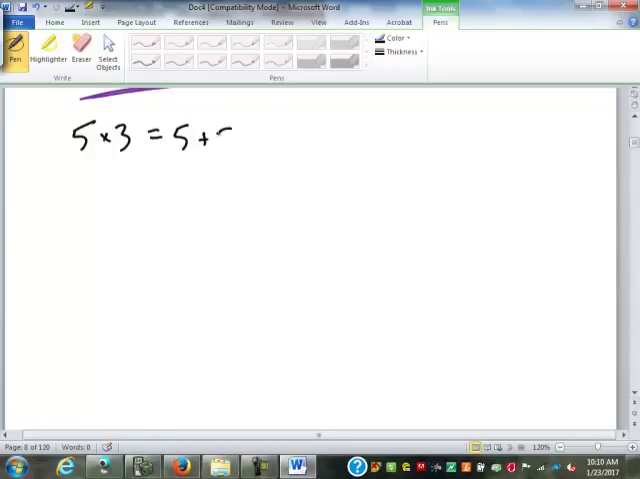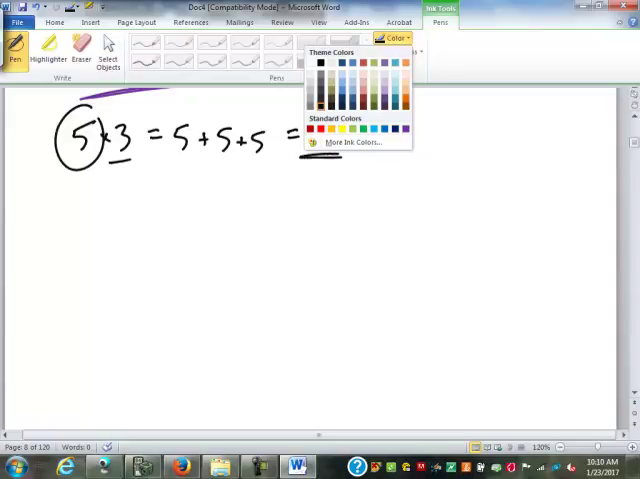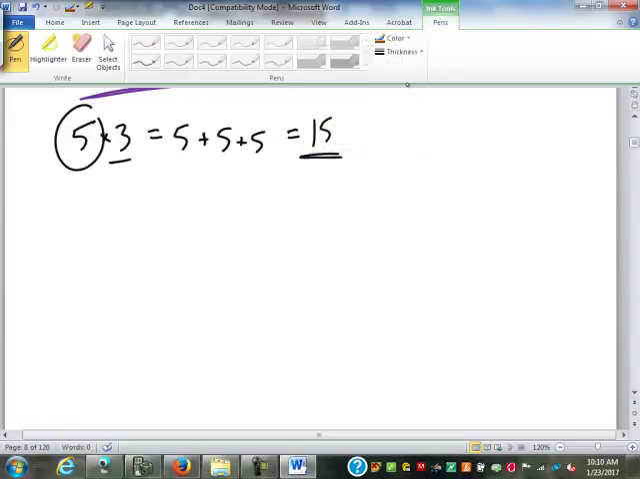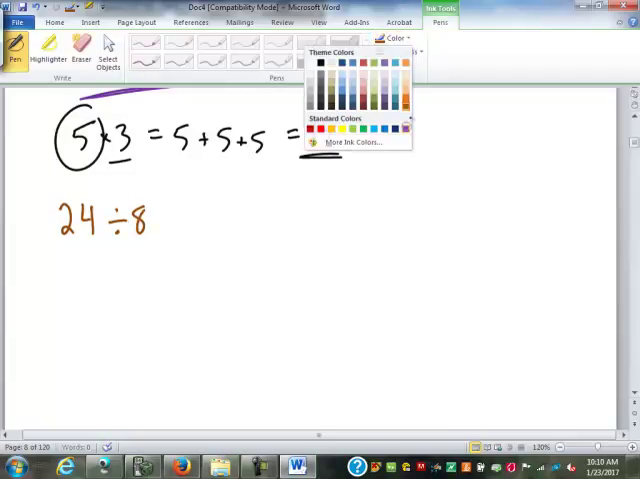There you go. It was 3 5s. 5 plus 5 plus 5. Multiplication was taught to us as repeated addition. And that actually is one of the definitions of multiplication, is repeated addition. You're taking 5 3 times. Well, we said that division follows the same rules as multiplication. It's just done in reverse. So it makes sense, if multiplication is repeated addition, division is repeated subtraction.